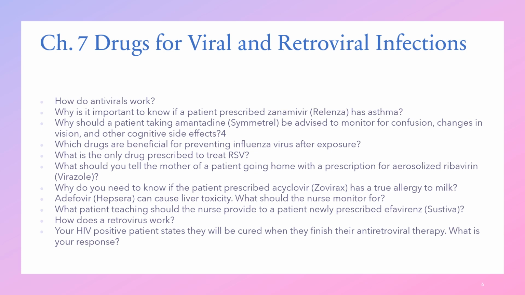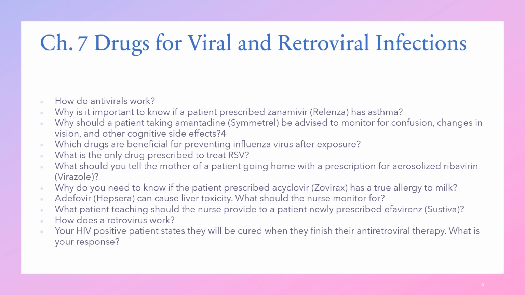Why should a patient taking Symmetrel be advised to monitor for confusion, changes in vision, and other cognitive side effects? That 4 is just a typo there. We can also see that on page 102 within table 7.1. Take a look at amantadine or Symmetrel. Nursing interventions or implications include observing patients for confusion, hallucinations, nightmares, and depression, because these drugs will cross the blood-brain barrier and can cause CNS side effects. Amantadine can have severe CNS side effects, including worsening glaucoma.